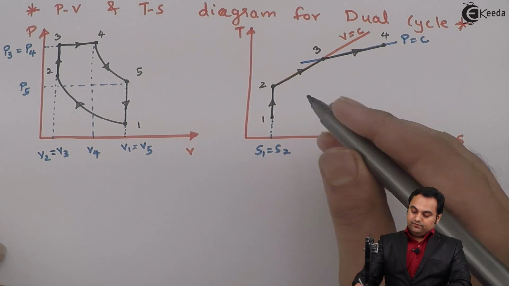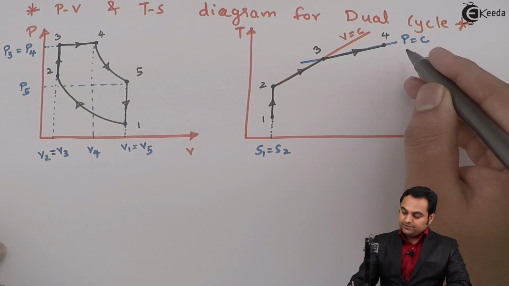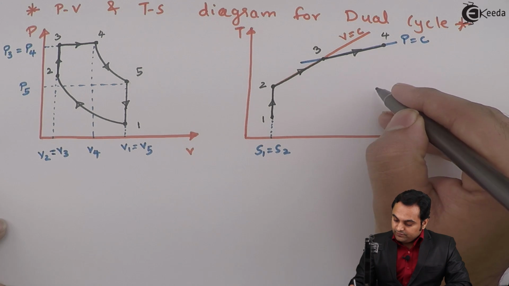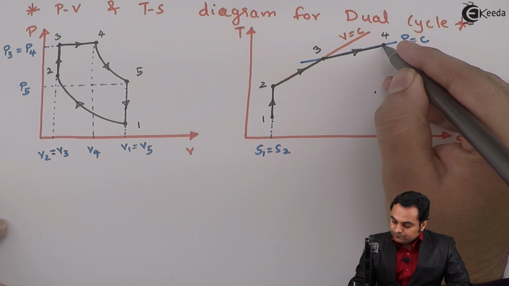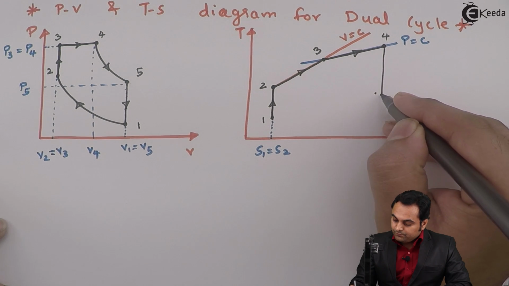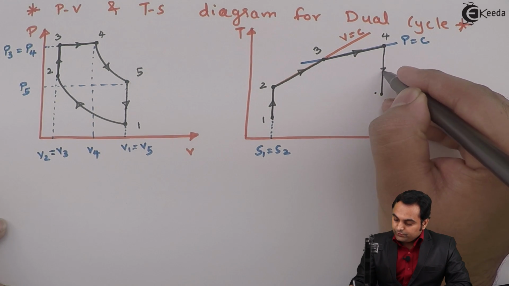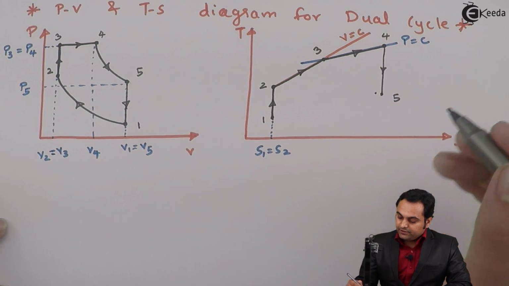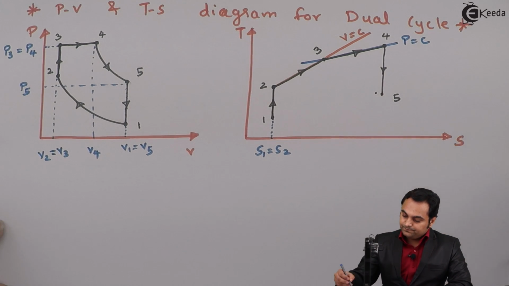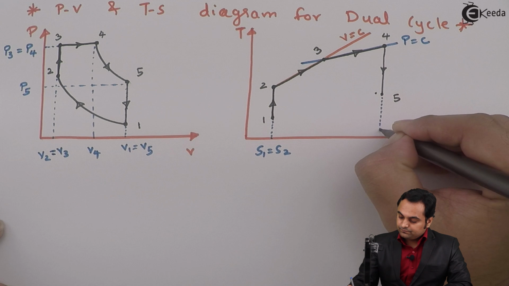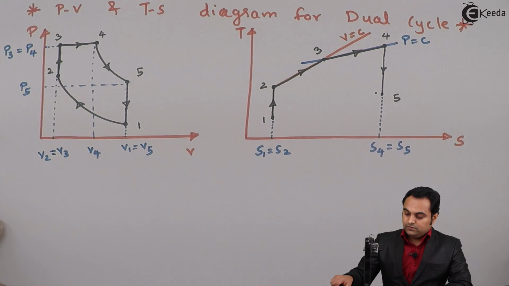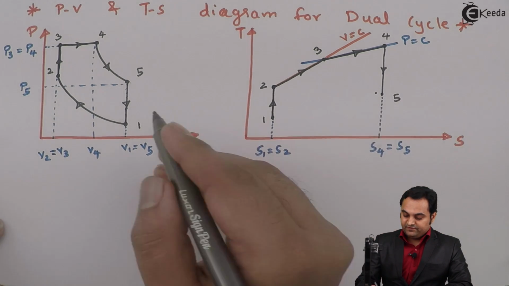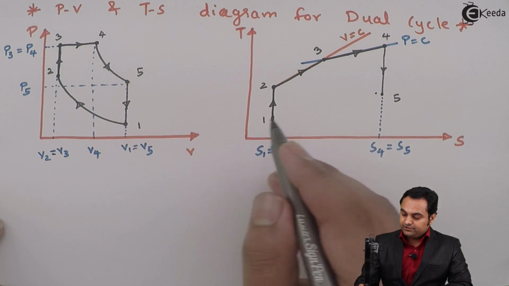Then again we have isentropic expansion. Now there will be isentropic expansion from point 4 to point 5, keeping the entropy constant. S4 is equal to S5. Then process 5 to 1 is constant volume heat rejection.